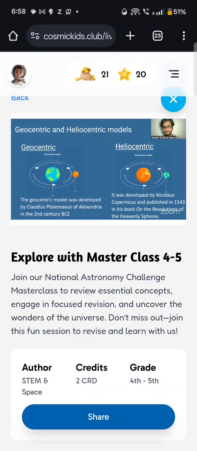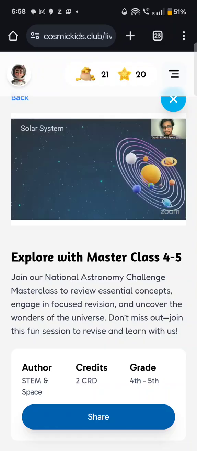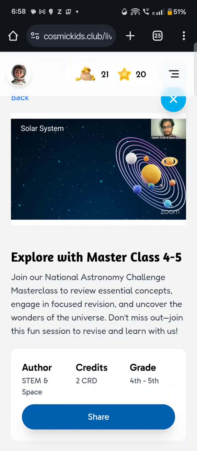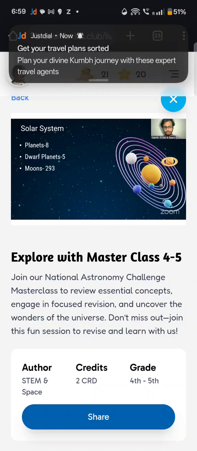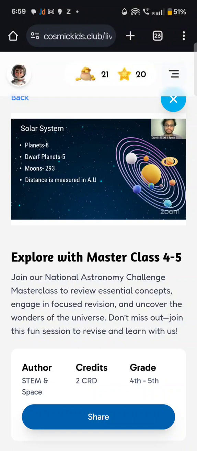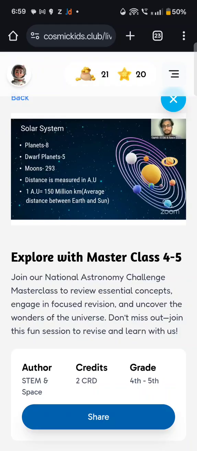Now, let's see some points about our solar system. So, everyone knows that the solar system has 8 planets. It has 5 dwarf planets, 293 moons, and the distances in the solar system are measured in AU, which is called the astronomical unit, where 1 AU is 150 million kilometers. Everyone remembers what was 150 million kilometers? It is the average distance between the Earth and Sun. Because everything in the solar system is so far away that measuring it in kilometers would be very difficult, that's why we developed a new measurement unit, AU.